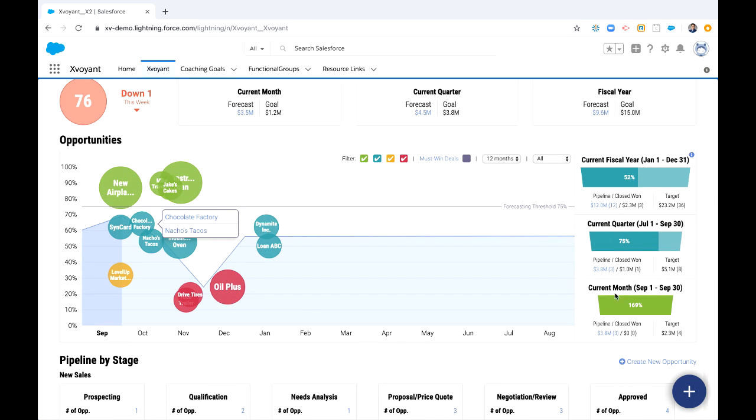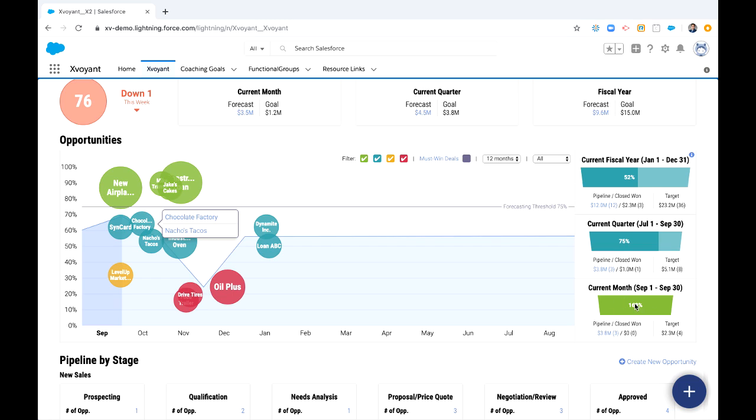Here, you'll be able to see the current month, current quarter, and current fiscal year funnel. You'll be able to see what we have in the pipeline. In this scenario, in the pipeline, we have $3.8 million that we can close this month. We haven't closed any of them yet, but our target for this month is 2.3 million. So looking at the entire year, for this month, I'm supposed to close 2.3 million. And this is telling me that in my pipeline, I do have enough.